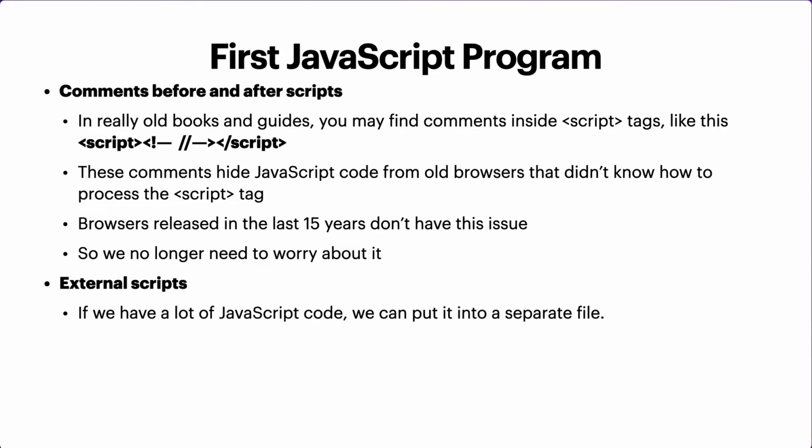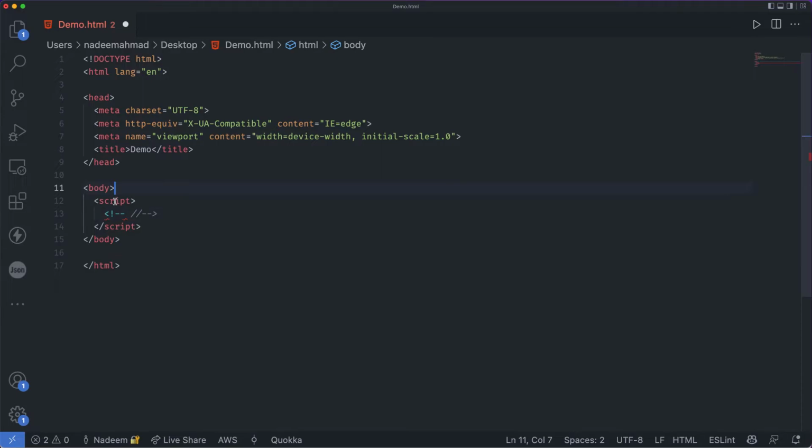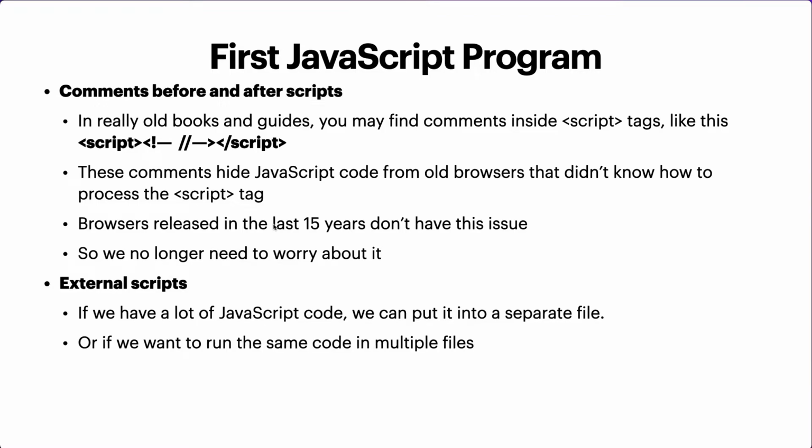Also, let's talk about external scripts. If you have a lot of JavaScript code, we can put it into a separate file. Until now, we ran our first JavaScript script within the script tags, within the HTML page. But what if I have multiple pages and a lot of JavaScript code? I can create a separate script file for the JavaScript and save it in different files. Or if we want to run the same code in multiple files, we can just create external scripts. Script files are attached to HTML with the src attribute.